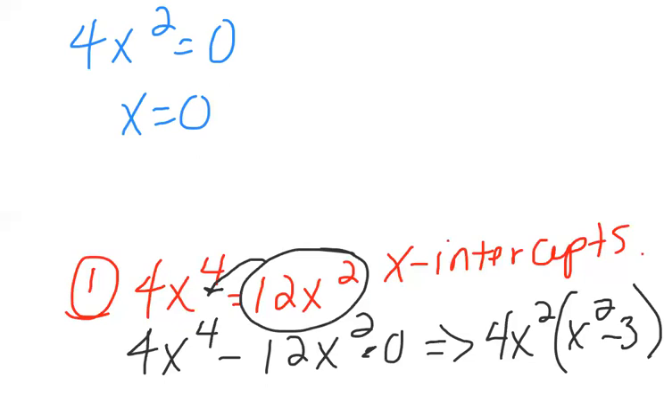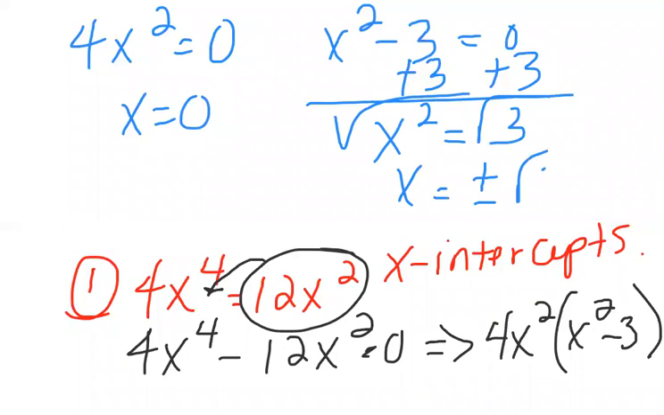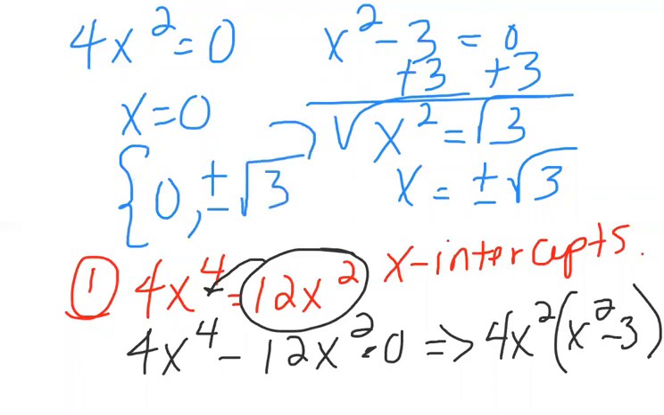Next, you're going to take the x squared minus 3 factor, set it equal to 0. You're going to add 3 to both sides. So you get x squared is equal to 3. Take the square root of both sides. So you get x is equal to plus or minus radical 3. So this 4th degree polynomial produced 3 solutions. And the 3 solutions are the 0 and then the compound solution in the form of plus or minus square root of 3.